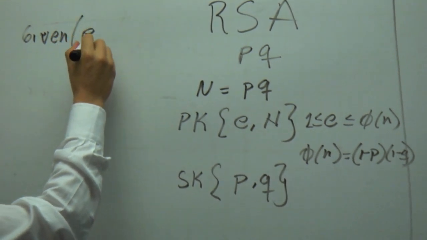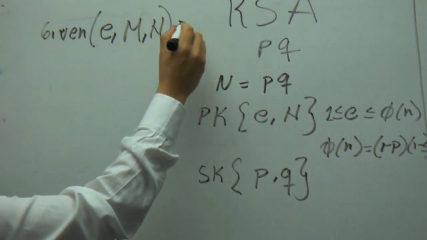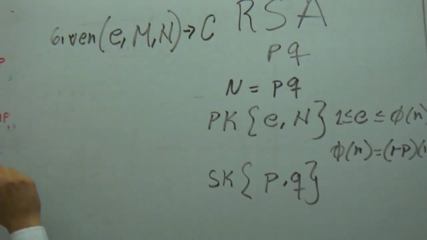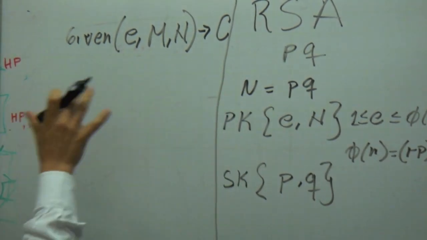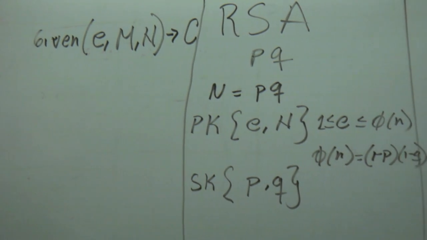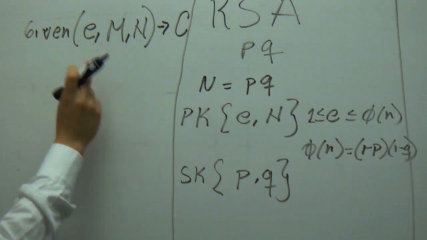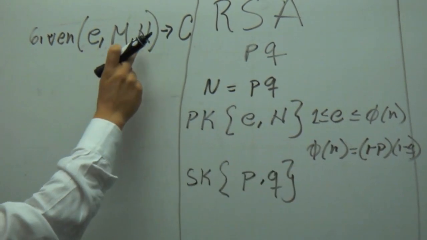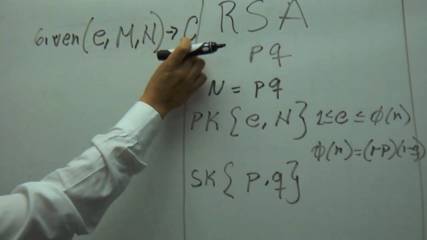Given E, the message, and N, I can produce the ciphertext. That's the algorithm. We put it in C++ or whatever language we want to use. So given E, which is this value, and given a message, and given N, which is the product of the two prime numbers, we can produce the ciphertext.